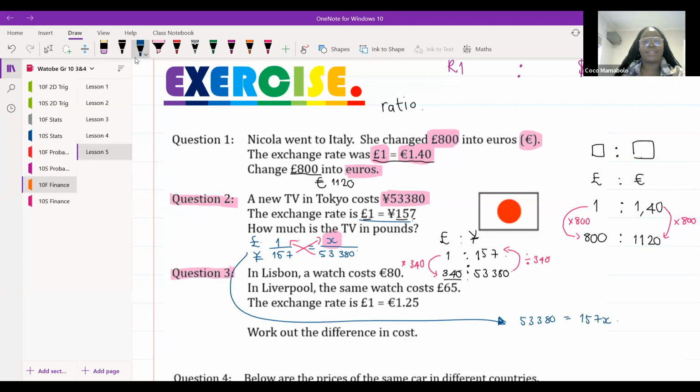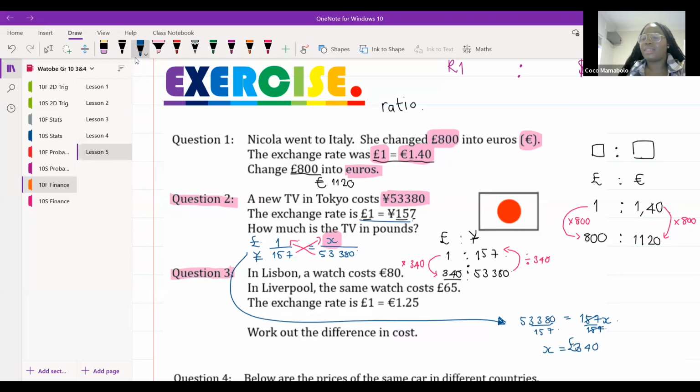What's my next step, guys? Correct. Divide by 157. Good. So I'm going to divide this side by 157 and divide that side by 157. Therefore, X is equal to, I'm guessing we're going to get the exact same answer. X is then equal to 340.